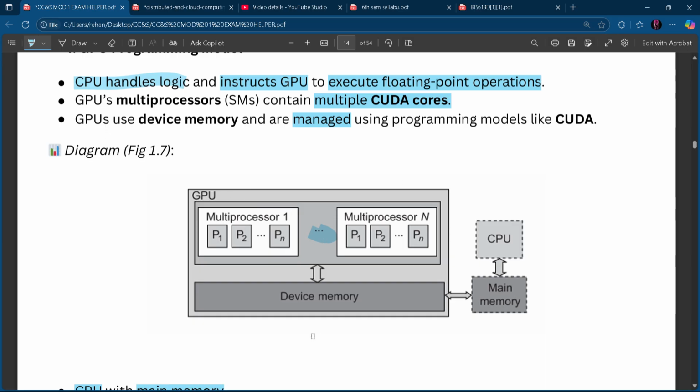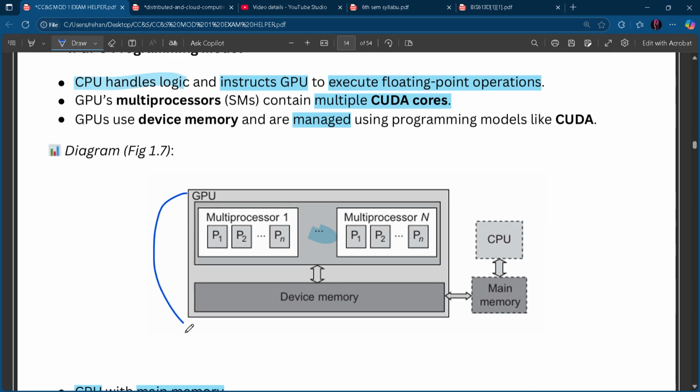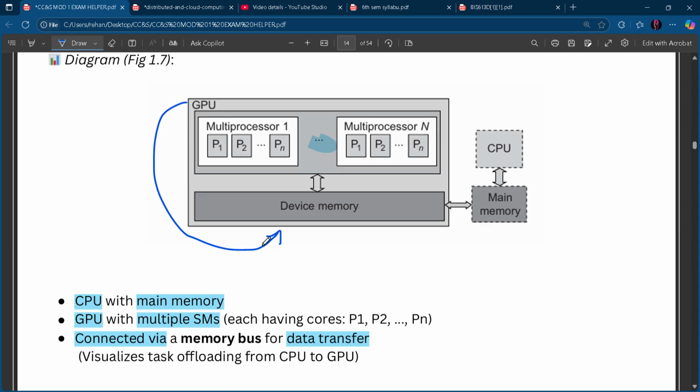GPU has what? Multiprocessors and device memory. So GPU uses device memory. See in the diagram you have that. So this GPU, okay, let me just draw it. This GPU uses this device memory for what? Managing the programming models, like CUDA, or you can also say maintaining, the best word is managing these multiprocessors.